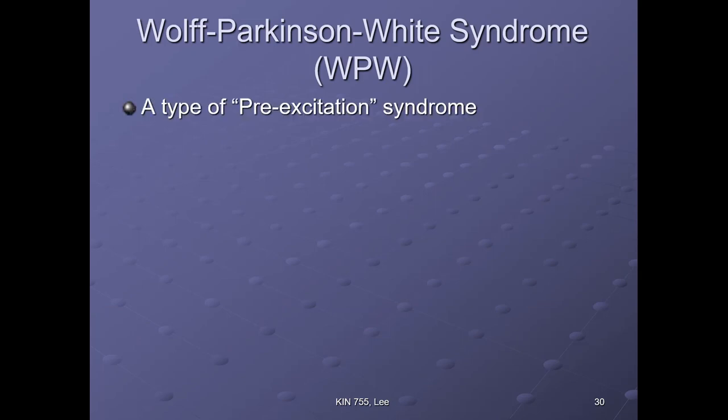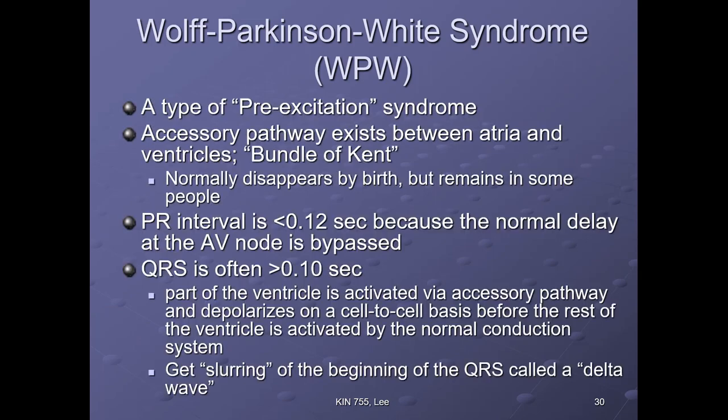Or a congenital defect that I wanted to talk about that has to do with the atria. It's called Wolff-Parkinson-White Syndrome, WPW. It is under the umbrella of what's called a pre-excitation syndrome. So basically, there's going to be an accessory pathway that exists that's not normal. In this case, it's called the bundle of Kent. So there's an accessory pathway between the atria and ventricles.